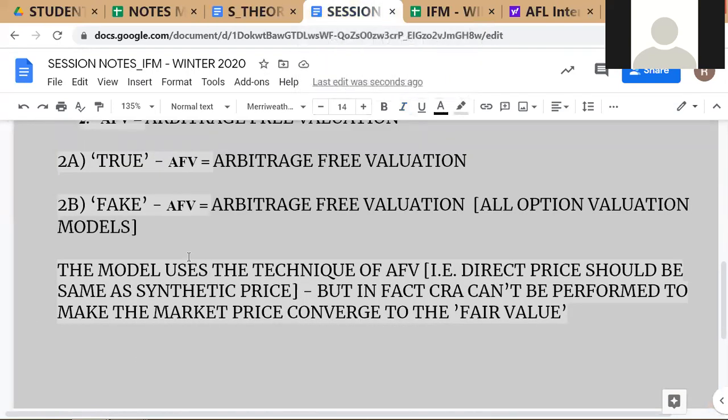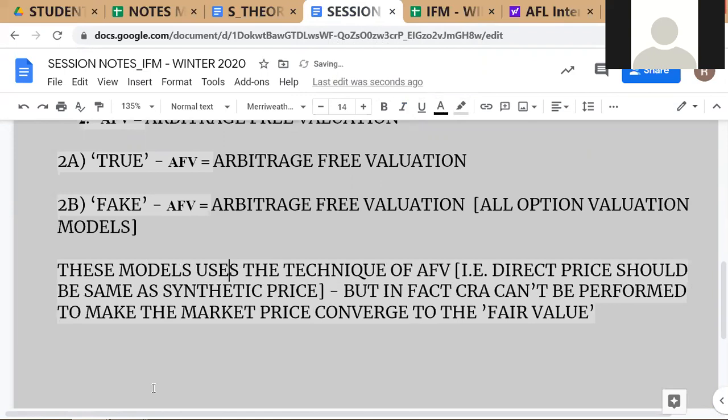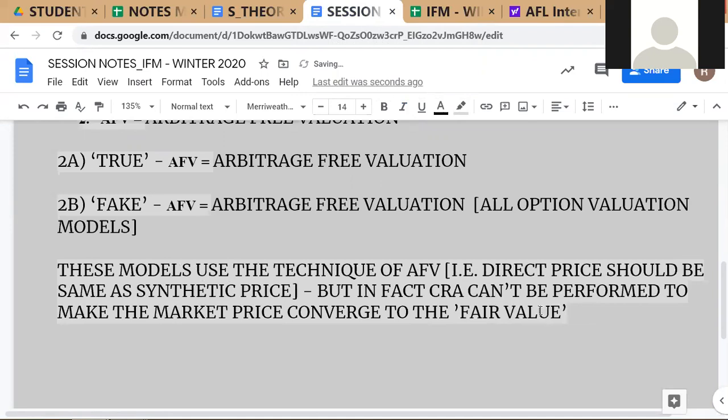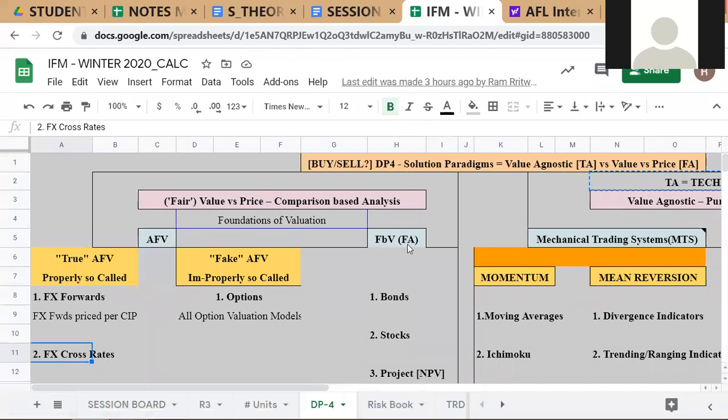Okay, so all these models, let's put it plural, these models use the technique of AFV, that is, direct price should be same as synthetic price. This is the basic idea. Okay, if you don't understand anything here that I'm mentioning, this is very important for you to understand as finance students. The whole idea of all these fair value models, what are they trying to estimate? This background that you're always going to compare fair value to price and then take action accordingly, because price has to converge to fair value.